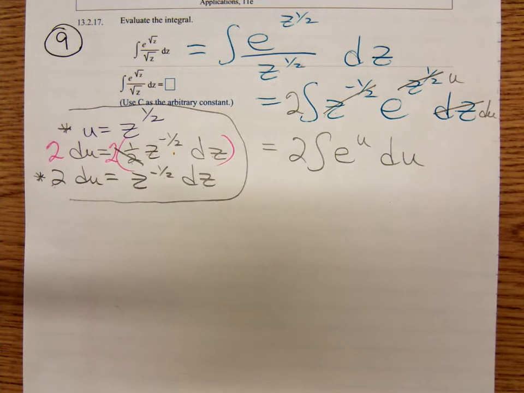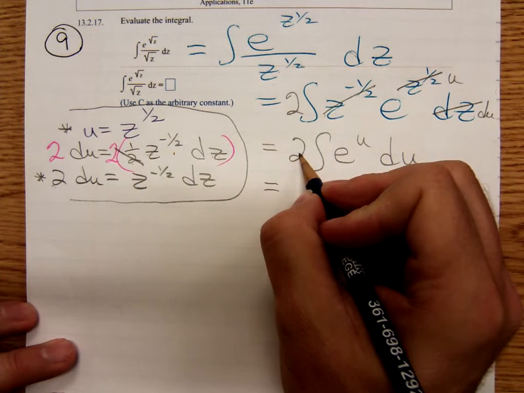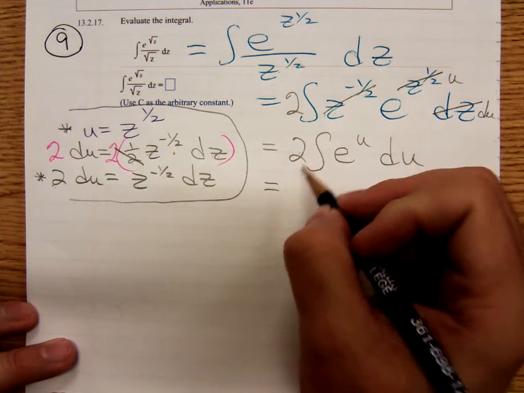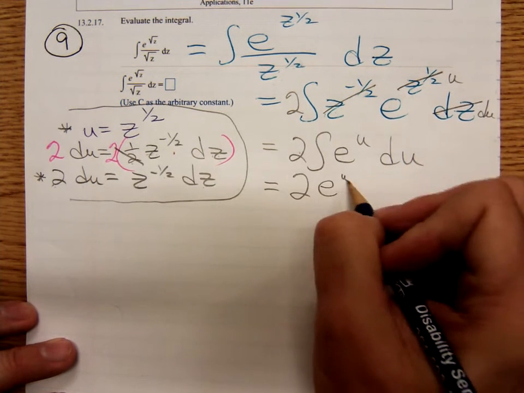So what's the antiderivative of e to the u? Just e to the u. What do we do with the 2? Just bring it down. So we have the antiderivative of e to the u is e to the u plus c.